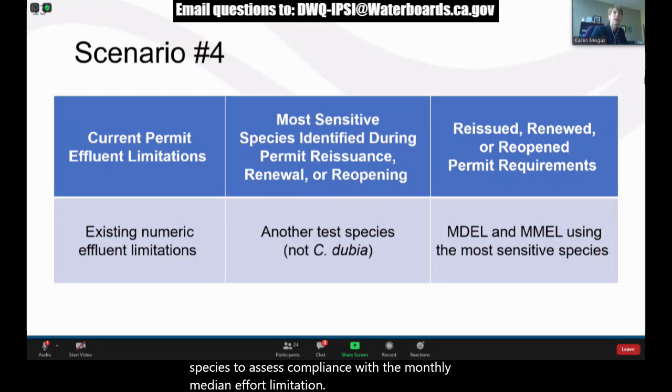And finally, the fourth scenario is the current permit includes numeric effluent limitations for aquatic toxicity, but the most sensitive species is not Ceriodaphnia, it's another test species. And in this scenario, we would include the monthly median and maximum daily effluent limitations using the most sensitive species as currently required in the provision. So those are the four scenarios. They're written into the provisions and again would become inoperable on December 31st, 2023.